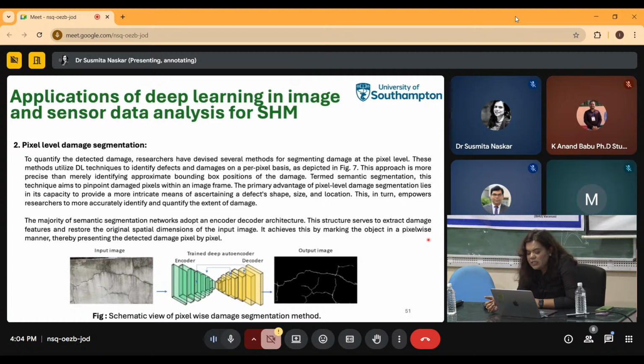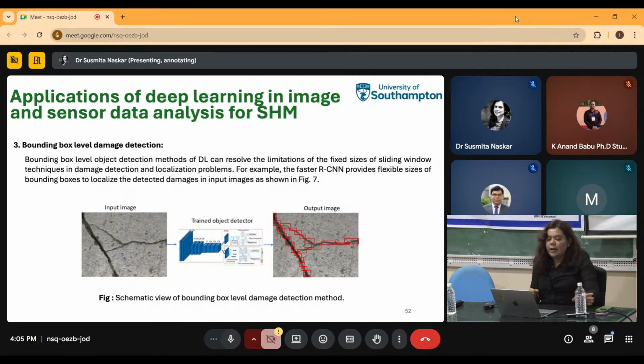So in summary, you can see that this kind of pixel damage segmentation takes deep learning beyond just spotting the damage, compared to the previous one, right? It allows a highly detailed pixel-wise analysis. So now let's look into bounding box level damage detection. That is also another important application when we think about structural health monitoring, right?